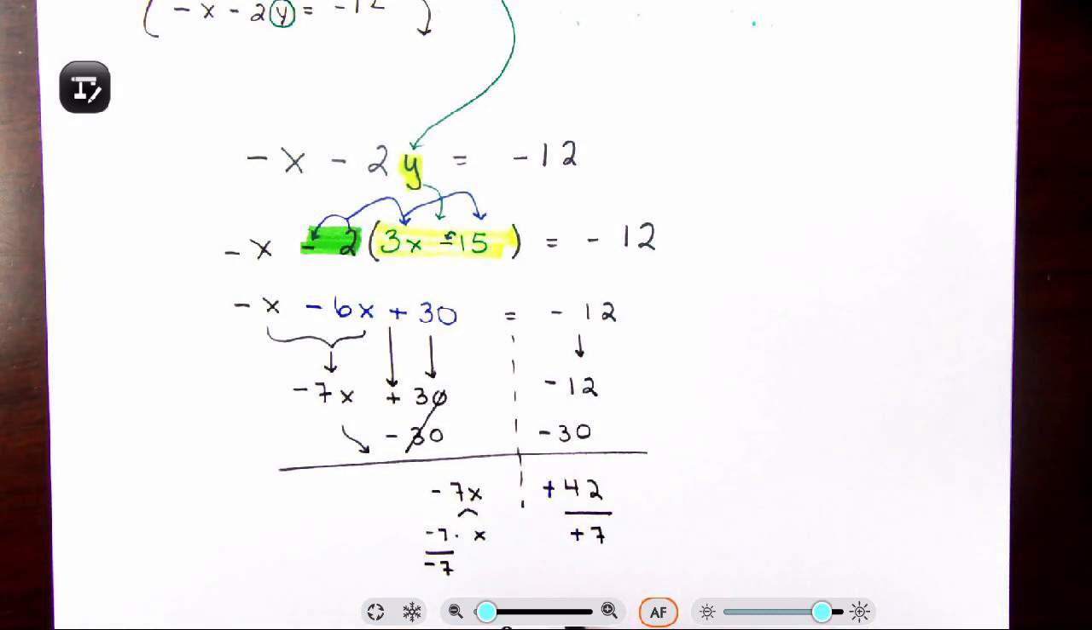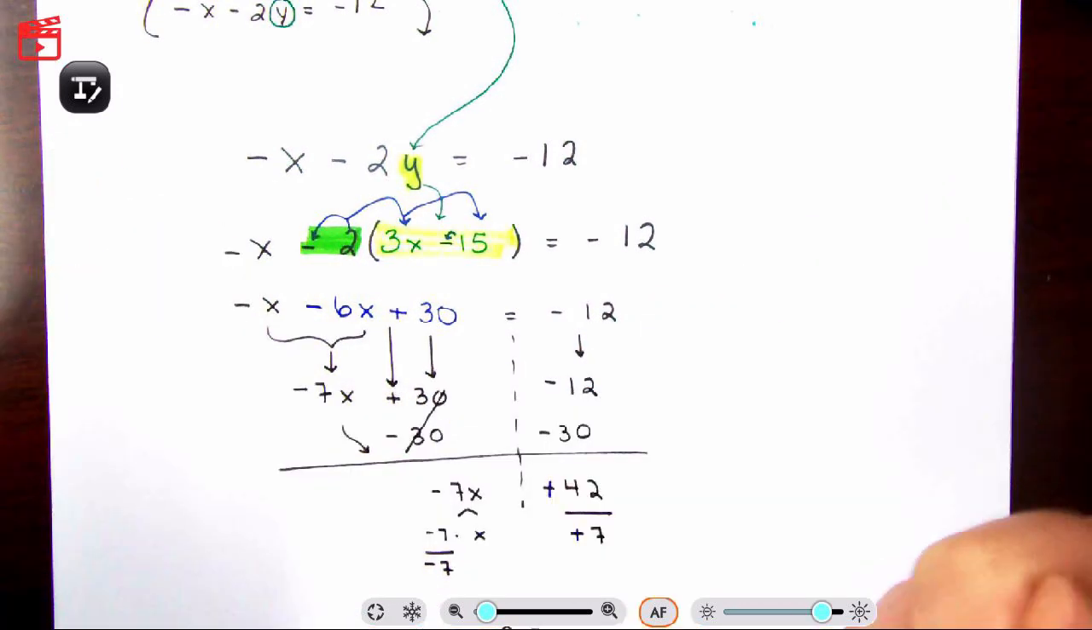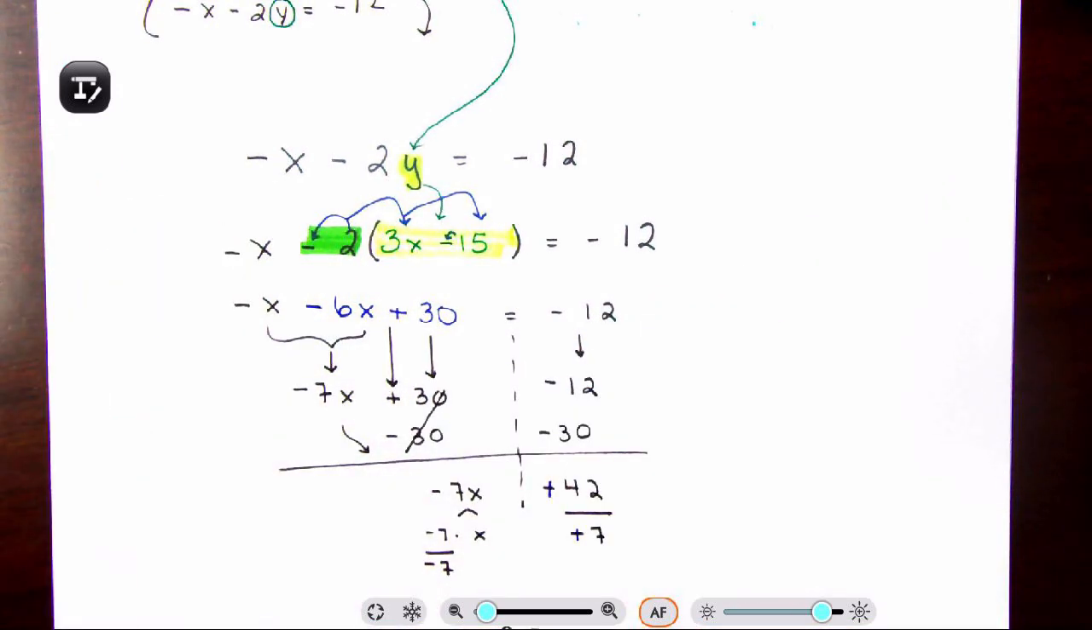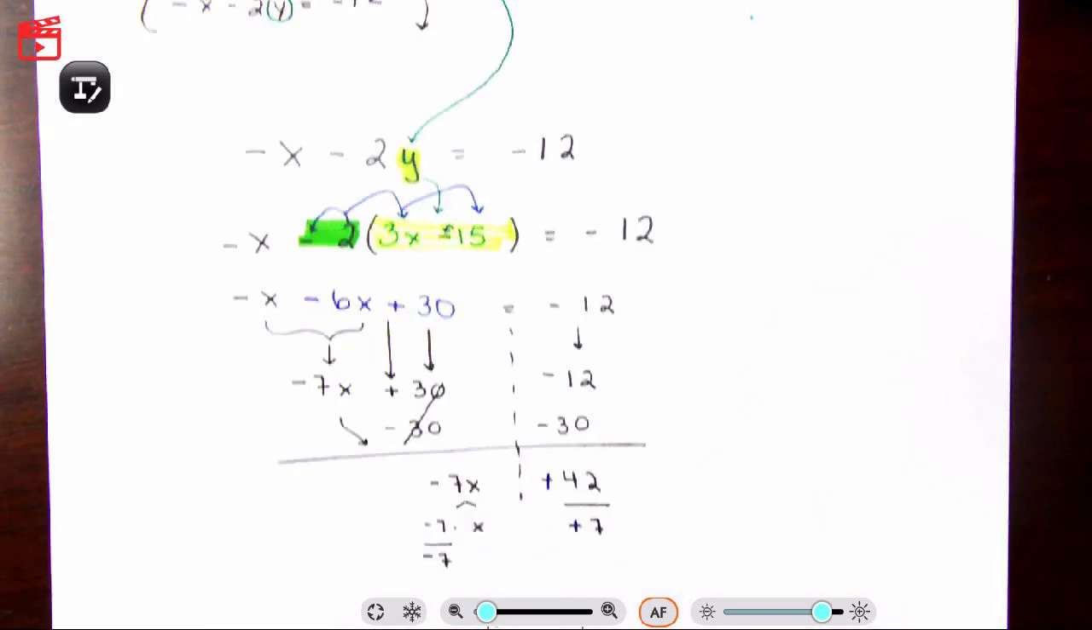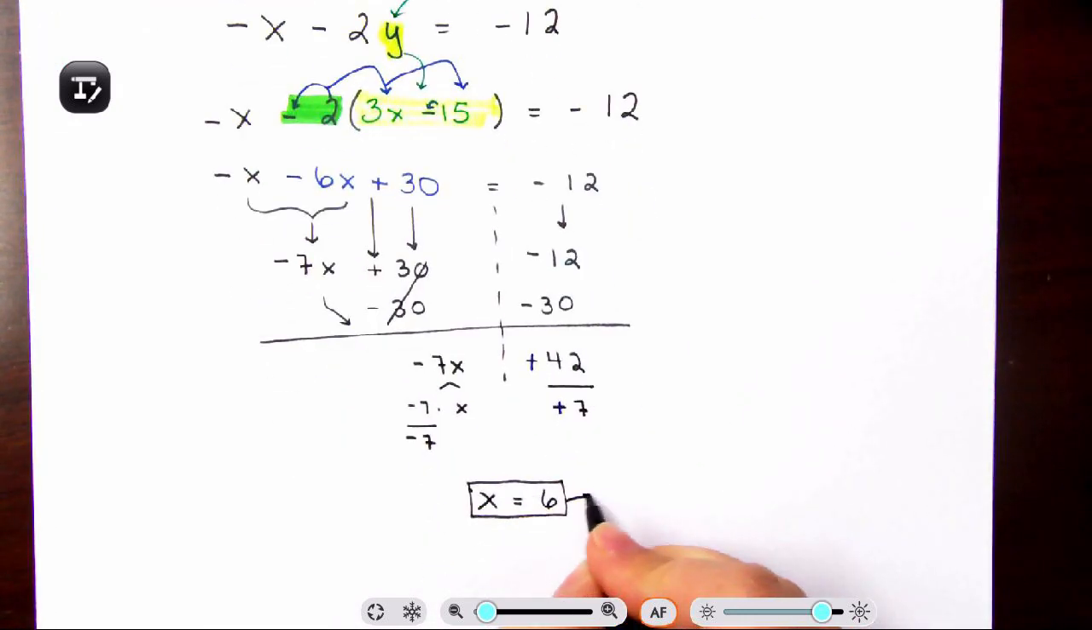So I have 42 divided by 7. And if you're not sure, use a calculator or use your hands. 6 times 7, 1, 2, 3. 6 times 7 is 42. So I have a positive 6 for x. Is that my answer? This is not the answer.